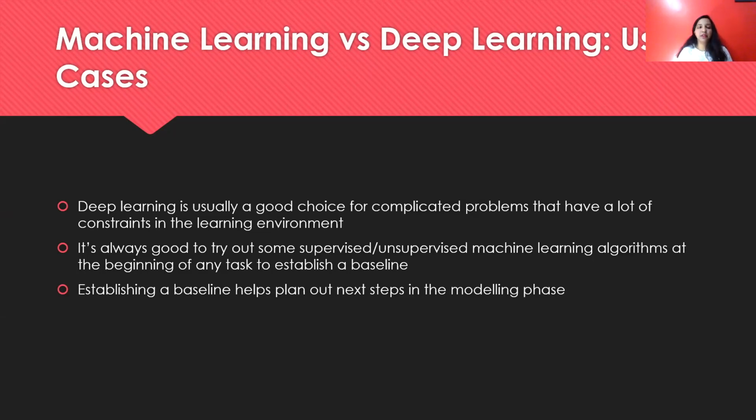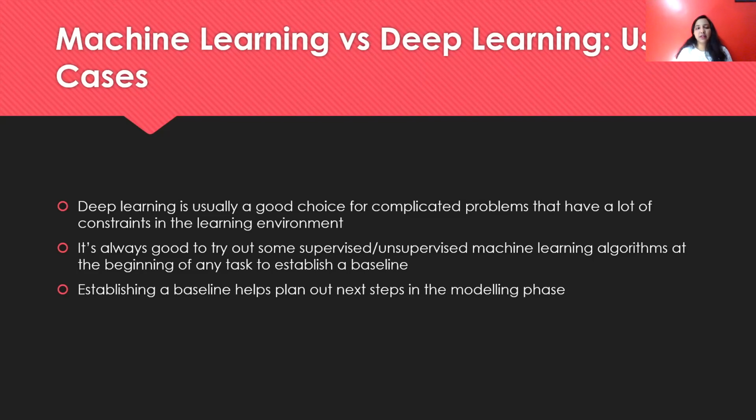But there is definitely a good rule of thumb that I like to use, which is that deep learning is usually a good choice for complicated problems that have a lot of constraints in the learning environment. Like we saw in the papers that we just went over, if you want something that's multilingual or something that needs both vision and language, basically problems that are more complicated than simple text classification, deep learning is a good choice.